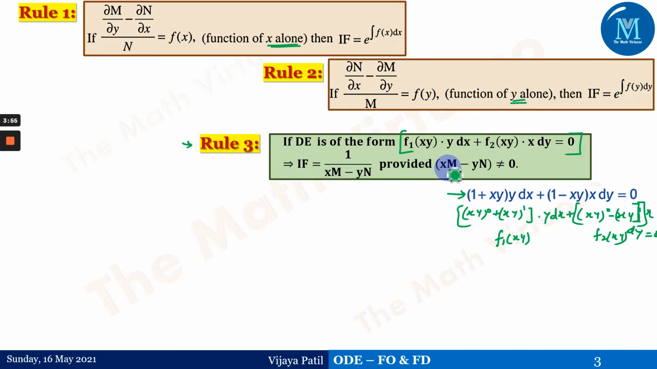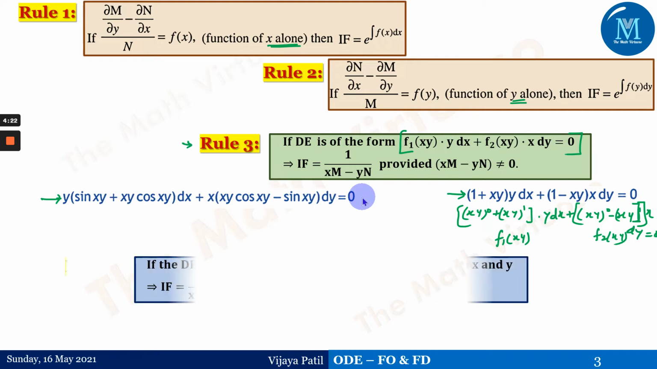What it says is, if x into M minus y into N is not 0, then our integrating factor can be written as 1 upon (xM minus yN). Again, this type of example will also come under rule number 3. So we just have to check the differential equation by observation, just by looking at that particular format.